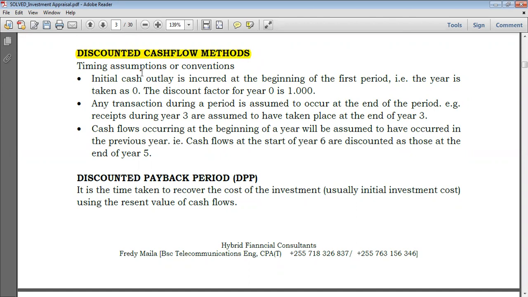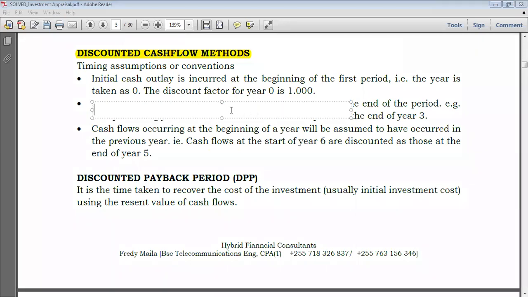Discounted cash flow methods make use of the time value of money, as we saw. So when speaking of discounted cash flow methods, that means you have to use the time value of money. This is a very, very essential concept. Actually, we differentiated it in the very beginning. Discounted cash flow methods use the time value of money. This is the main point here, time value of money.